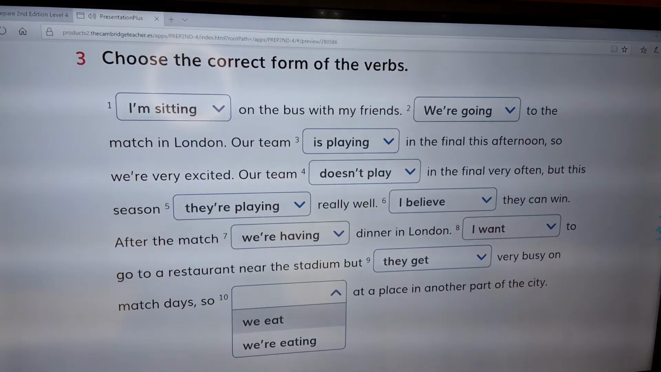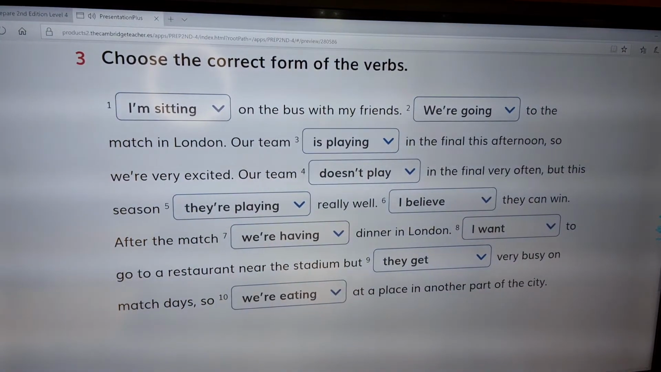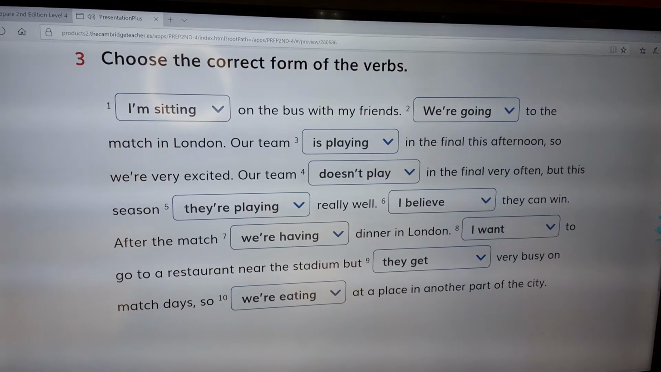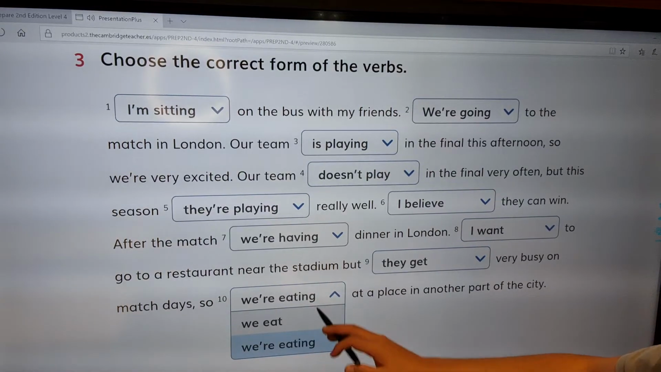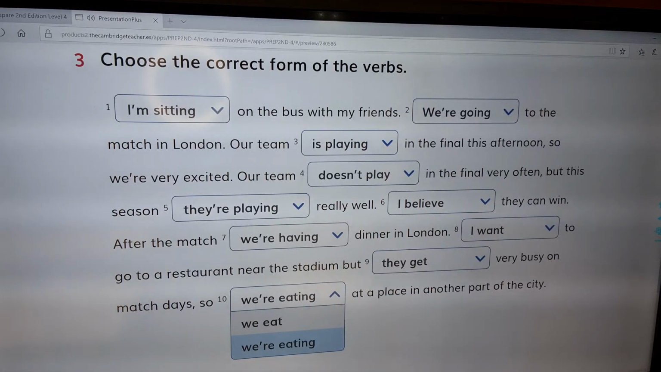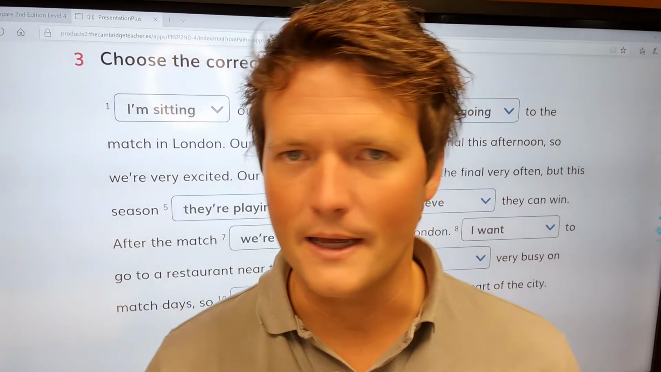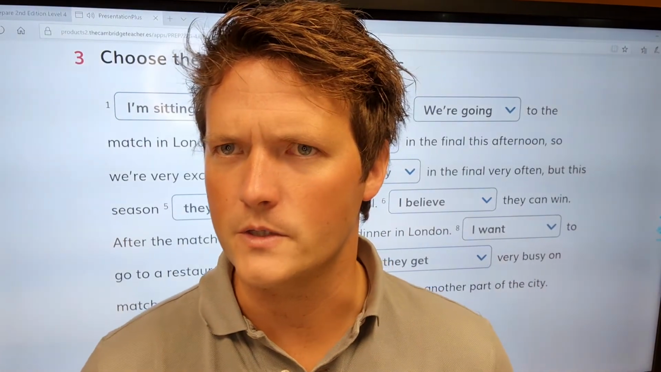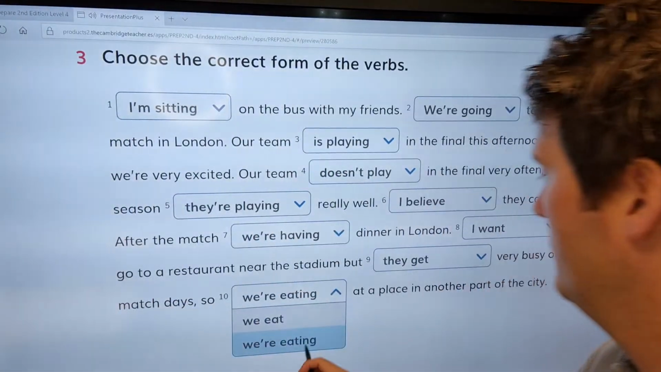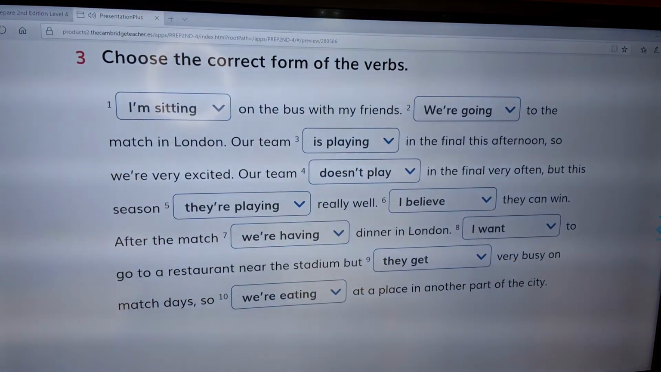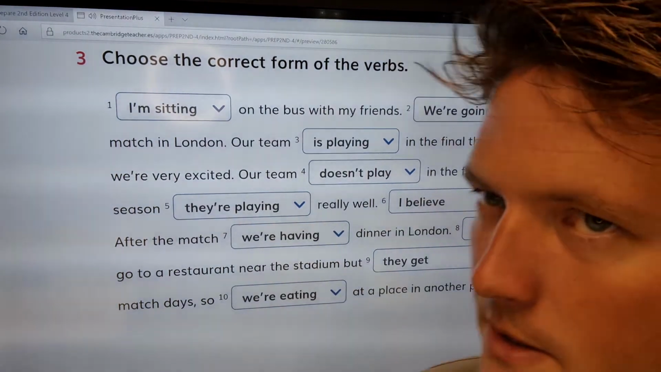So we are eating at a place in another part of the city. Oh, I didn't really show you the options. We eat or we are eating at a place in another part of the city. Well, it's a definite plan, no? This is what we are definitely going to do. We are eating at a place in another part of the city.